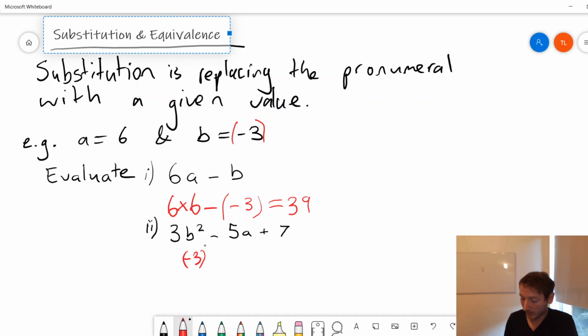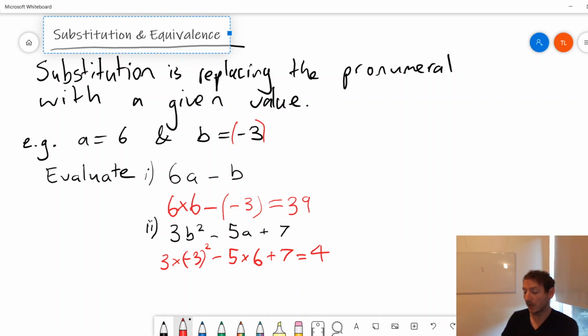So (-3) squared, and we'll have 3 times out the front. So see, I've got those brackets around the negative number, and the squared is outside the brackets. Minus 5 times 6 plus 7. So (-3) squared, you get +9. You can see how on the calculator you'll get -9 if you try that. So that's 27 minus 30 plus 7 is 4. And there we go. So that is substituting.